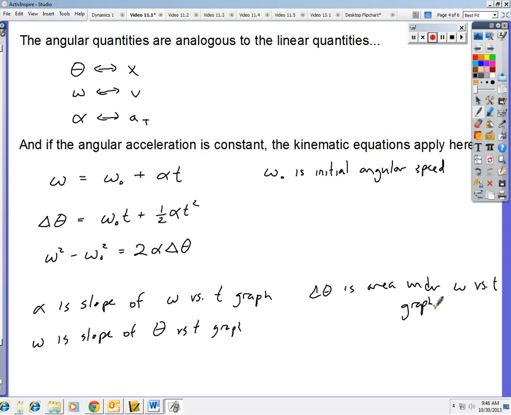And all of this happens because omega equals d theta dt and alpha equals d omega dt. Everything I've written down here in this bottom part derives from these two expressions. That's why we love calculus.